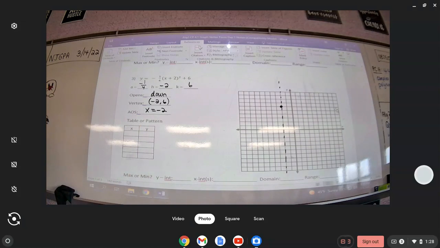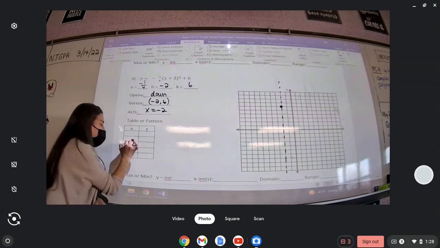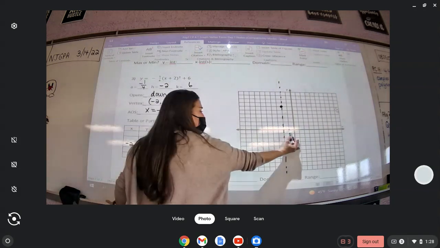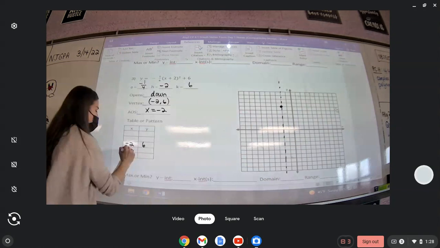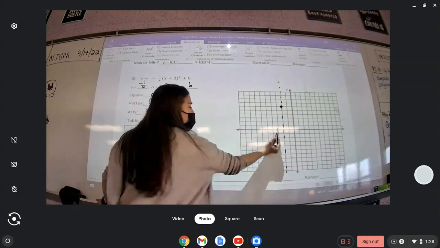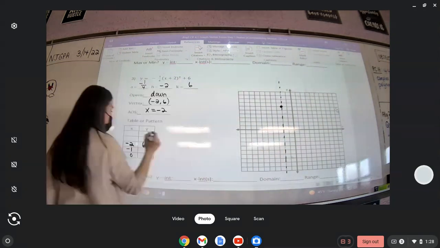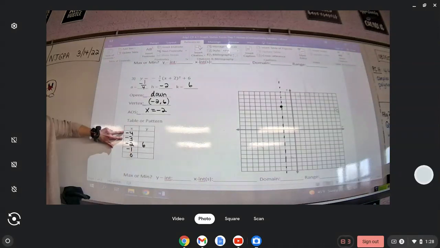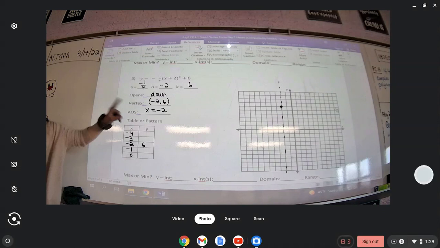All right, I'm telling you right now, I've used the pattern before. I'm probably a little bit more comfortable with fractions than you guys might be. I would just go to the table. Plug your vertex into the middle. Let's pick 2 x's to his right, -1 and 0. And let's pick 2 x's to his left, -3 and -4. And then you pick which 2 you actually want to plug in, the 2 to his left or the 2 to his right? I'm going right.